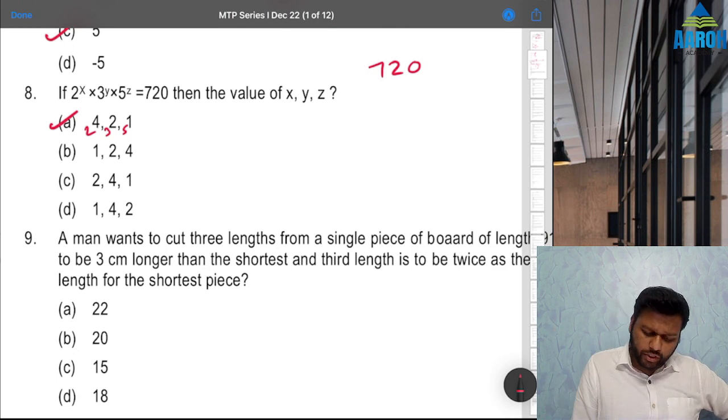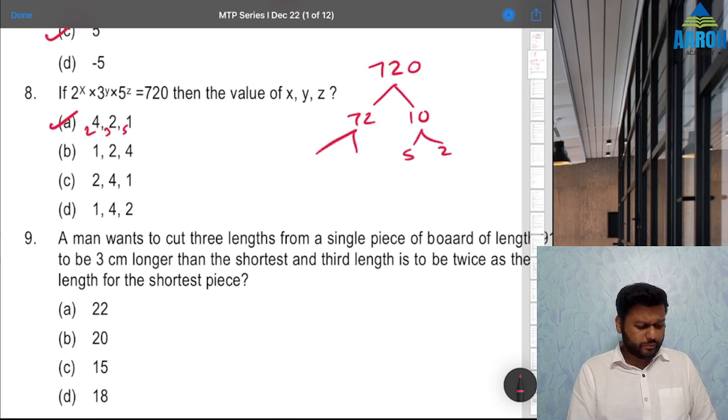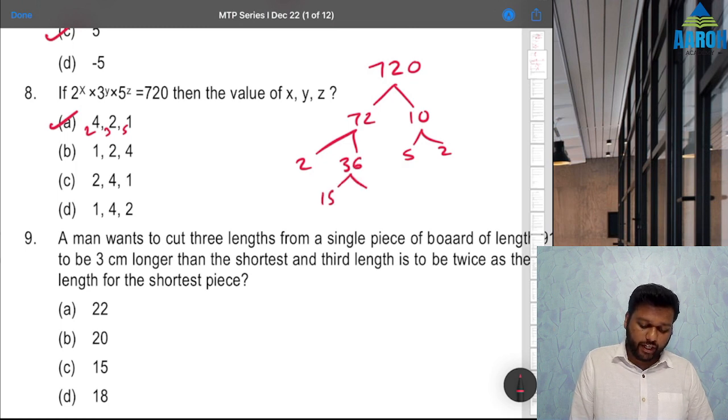If not, what you have to do is factorize this. 720, 10. 10 is what? 5 into 2. 72 is what? Sorry, 72 by 2 is 36. Oh, sorry, my calculator is not working, I guess. Find 2 and 36. 36 is, again you can divide into 18 and 2.